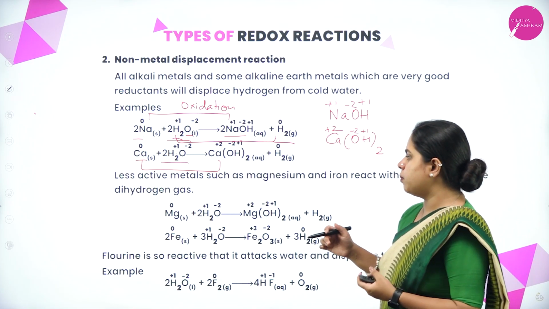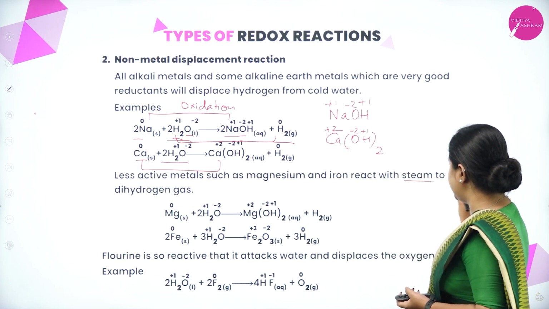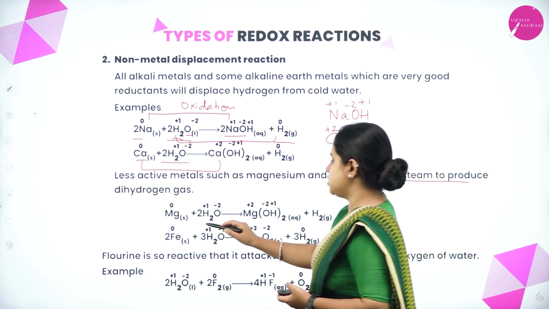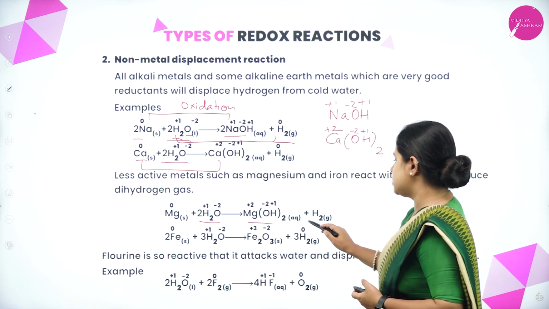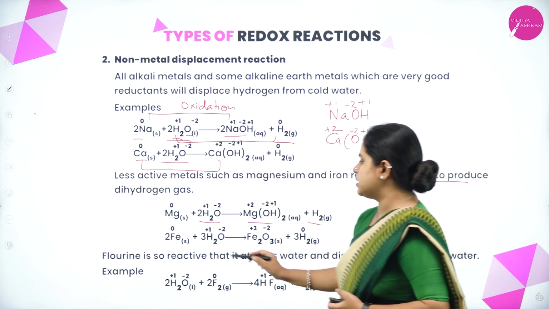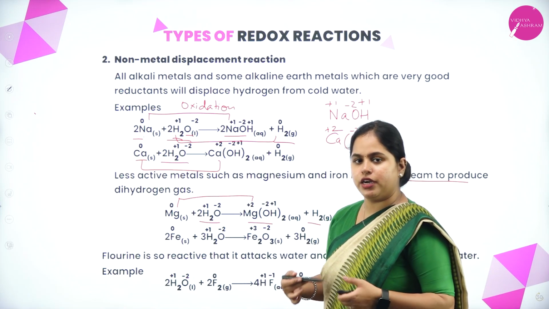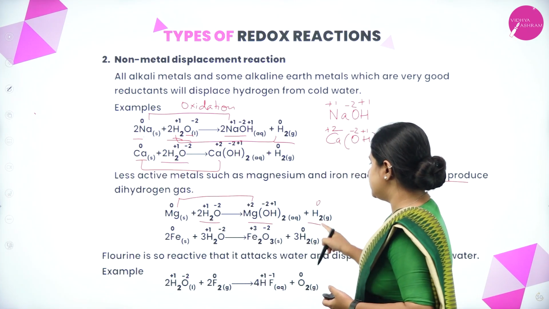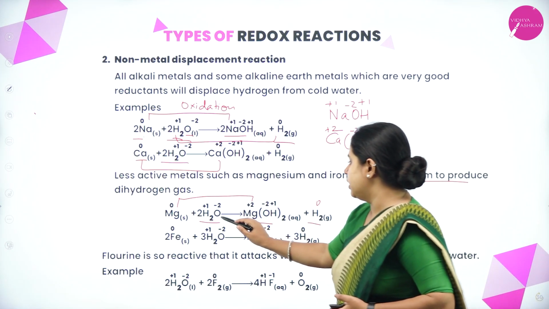Now we are going to talk about less reactive metals such as magnesium and iron, which react with steam to produce hydrogen gas. So magnesium in the presence of water, again steam means it is water itself, right? So magnesium hydroxide and hydrogen gas. Here also you can see magnesium from 0 has increased to +2. Oxidation, magnesium undergoes oxidation, and hydrogen from +1 has reduced to 0. Hydrogen in its elementary state is 0. Here it is undergoing reduction.